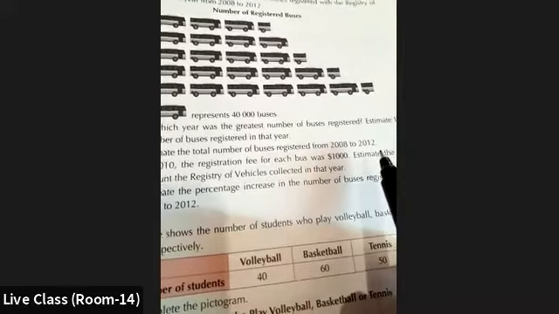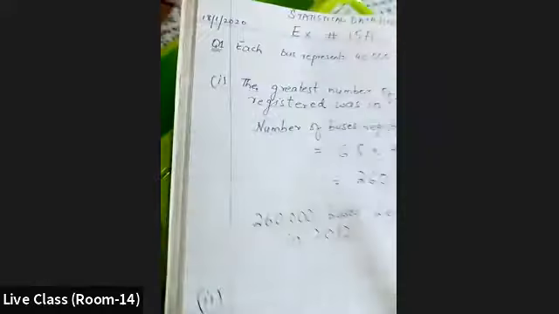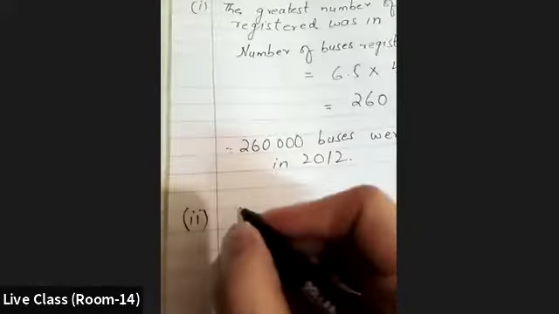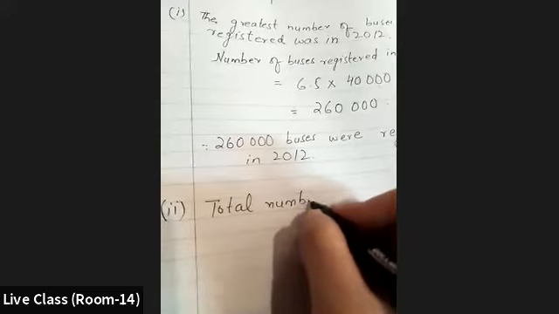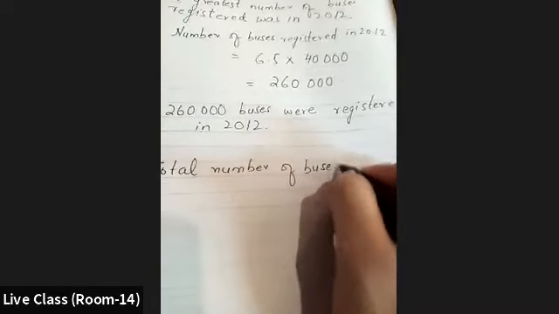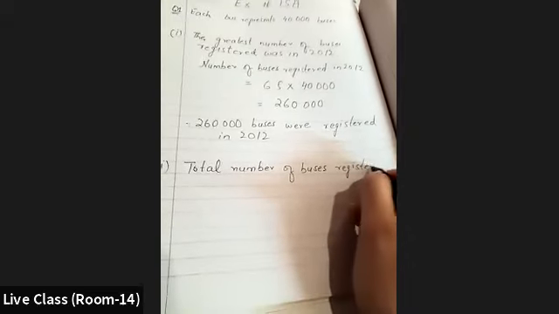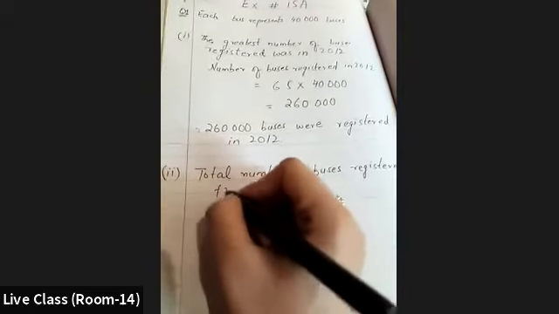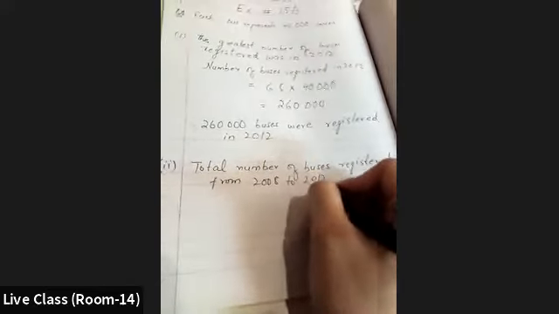Let's go, part 2, everyone. What we have in part 2? Estimate the total number of buses registered from 2008 to 2012. We have to estimate the total number of buses registered from 2008 to 2012. So what we have to do? We have to write total number of buses registered from 2008 to 2012.